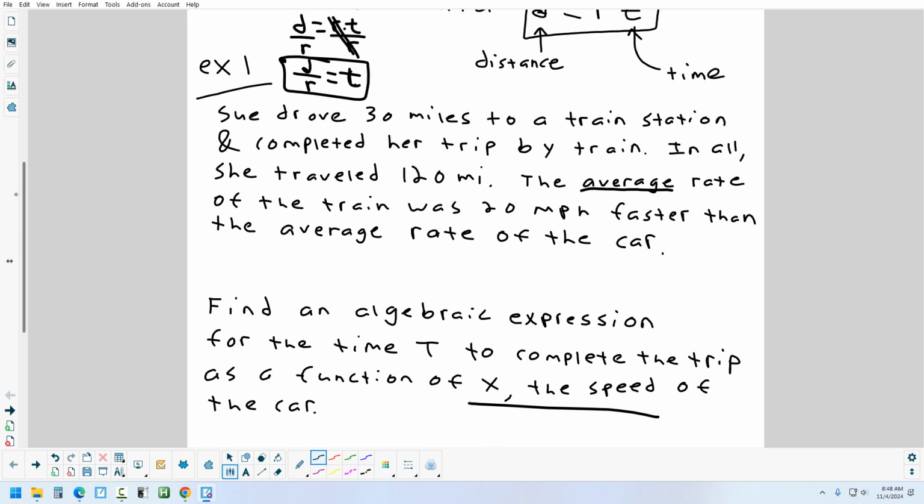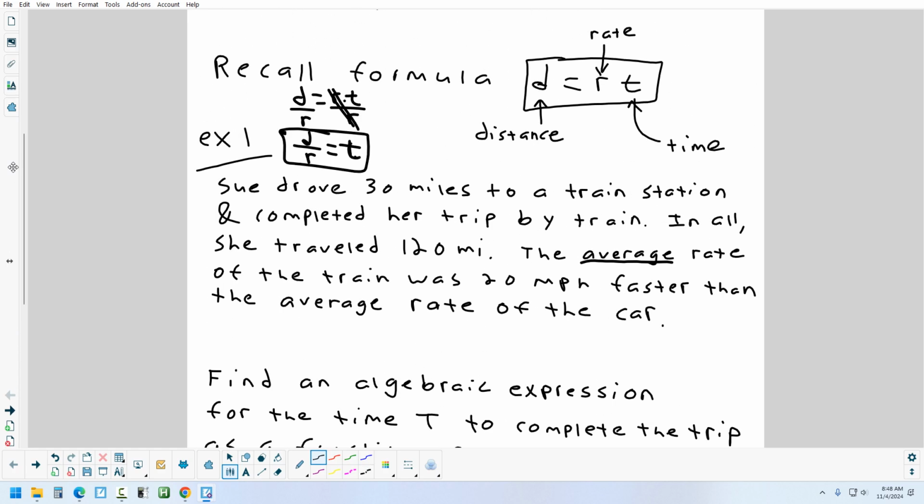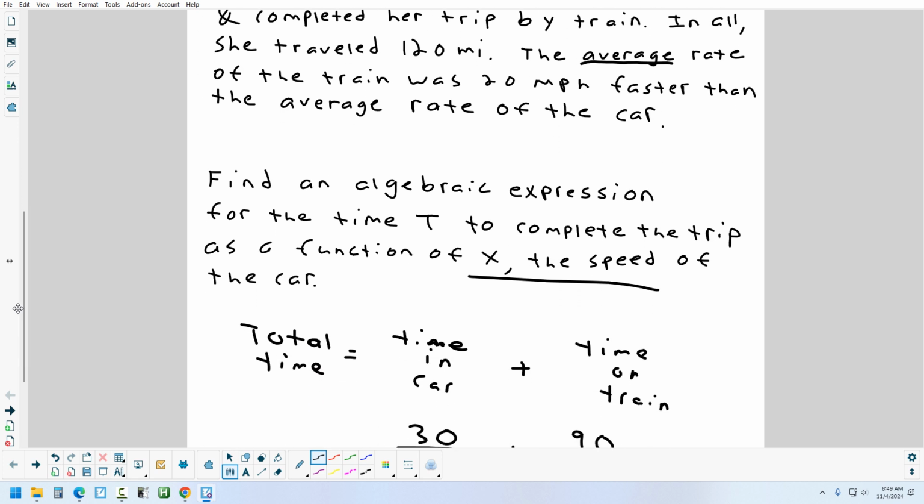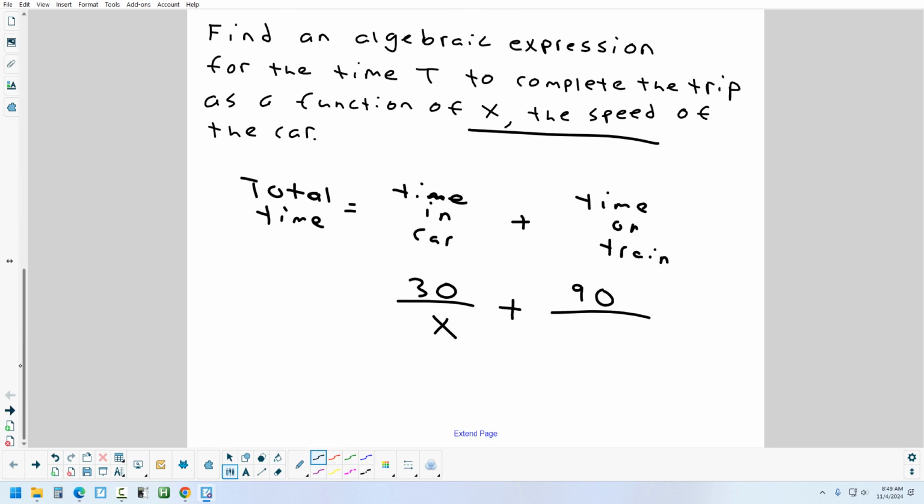Now divide that by the speed of the train. What is the speed of the train? We do not have an exact number. We only have the speed relative to the car. Would it be x plus 20? Right, it's 20 miles per hour faster than the car. That's all we know. And that's the time as a function of the speed of the car.